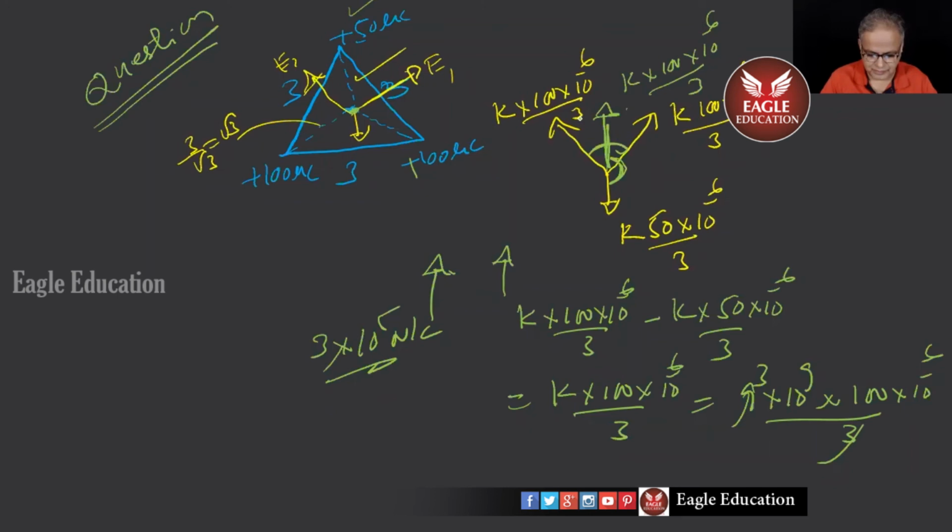Hello, sir. Yes, Bharat, tell me. Sir, did you subtract those two forces, opposite to each other? Yeah, K into 100 into 10. Naturally, this is up, this is down, no? So the net force will be mod A minus mod B.